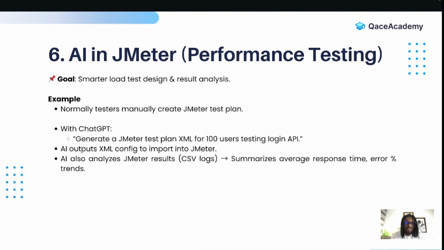Then AI in JMeter performance testing: smarter load test design and result analysis. One of the things I use AI for is my result analysis, as well as generating my test scripts. Normally testers manually create a JMeter test plan, but with ChatGPT, you can generate your master test plan for 400 users testing a login API. AI outputs XML configs to import in JMeter for you, and it analyzes your JMeter reports.